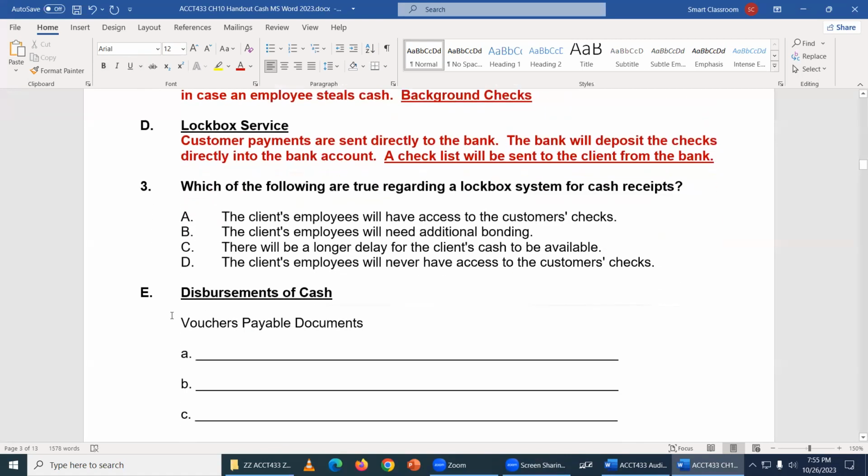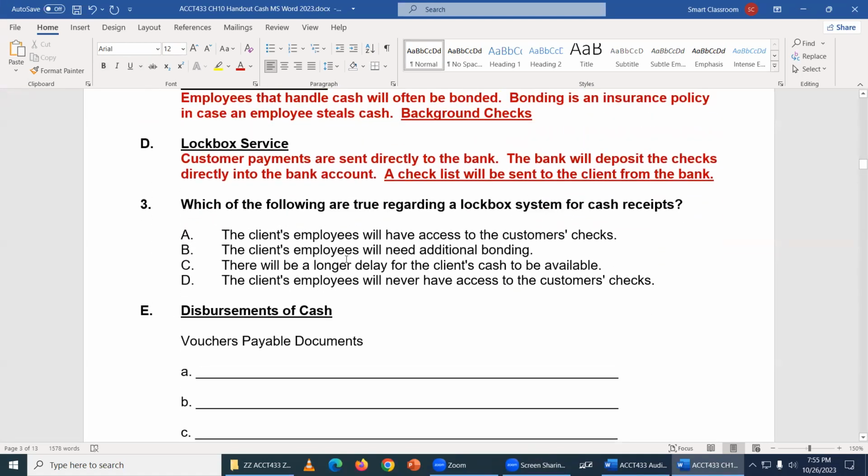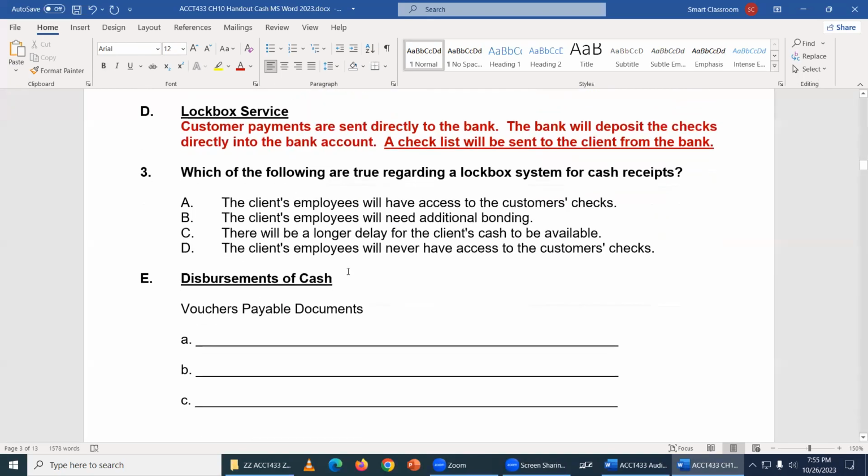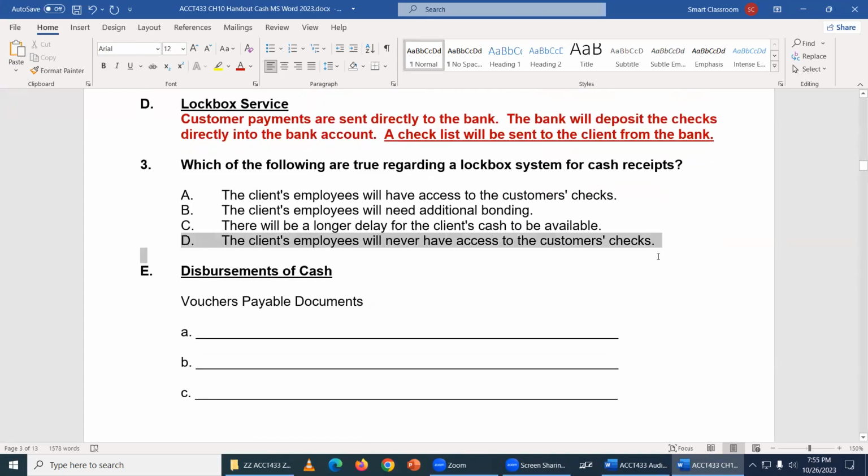Okay, and number 3, which of the following are true regarding a lockbox system for cash receipts? E, the client can probably never have access to the customer check. Yep. And again, you don't have to worry about segregation of duties and the checklist and looking for all this stuff. The employees will not have access to it.